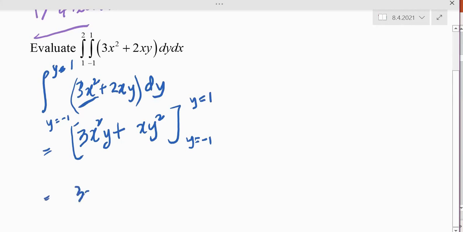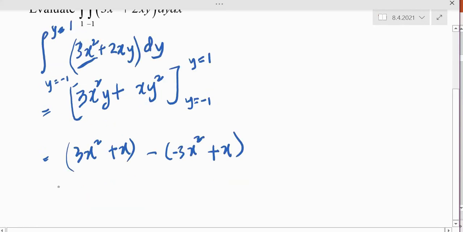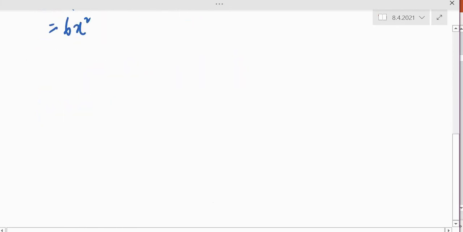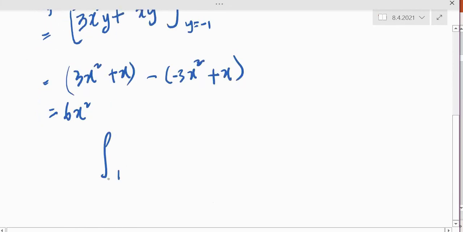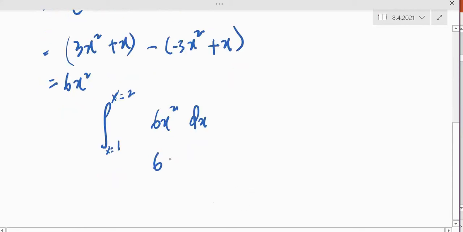So when y equals 1, 3x squared plus x. When y equals negative 1, 3x squared here will be negative, plus x. Okay, and what do you get here? 6x squared. So now you have to integrate 6x squared dx from x equals 1 to x equals 2. So here, this is 6x cubed over 3, from x equals 1 to x equals 2.